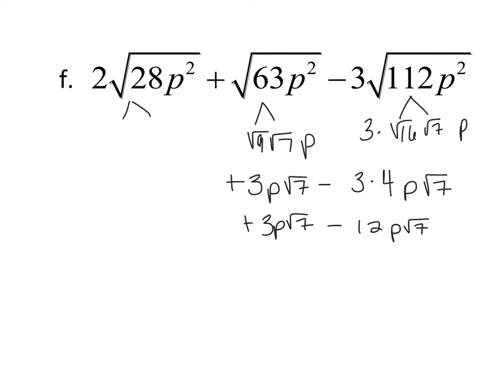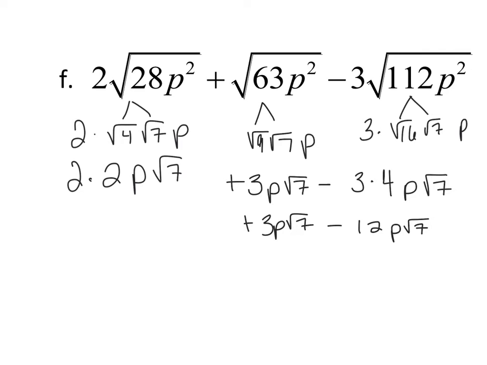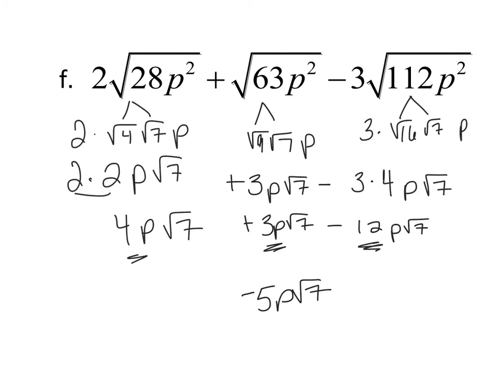Okay, dividing this by 7, I get 4 and 7, and square root of p squared is p. Bring down the 2. Okay, so 2 times square root of 4 is 2. The p will come to the front. Square root of 2 times 2 is 4. P rad 7. Adding these guys together, you'll end up getting negative 5p rad 7.